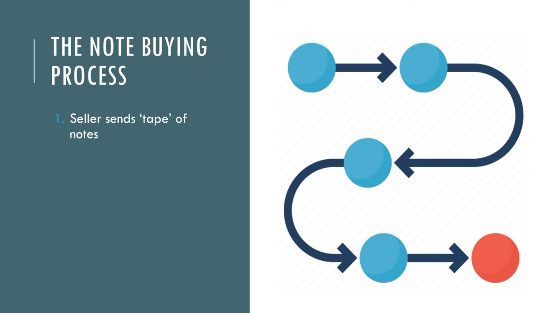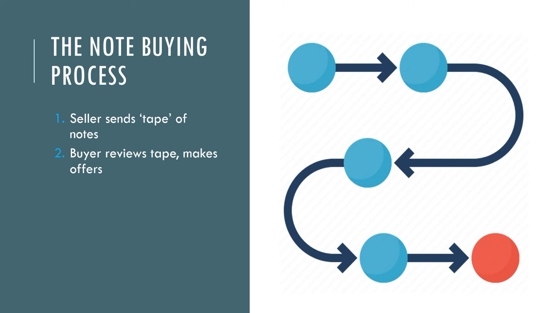So the first thing that happens is, if you're a buyer of notes, you're going to find a seller. They're going to send you what's called a tape of notes. A tape is just a spreadsheet. It has a list of notes with the addresses, other information about them, unpaid balance, payment amount, interest rates, typically some form of the pay history in it. So the first thing you need to do is find sellers and get those tapes.